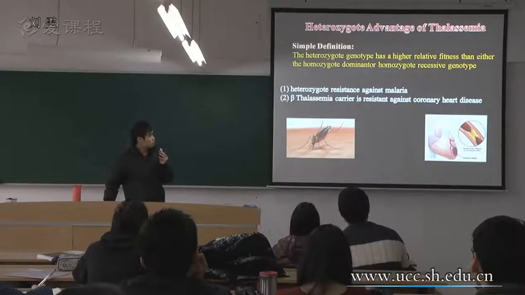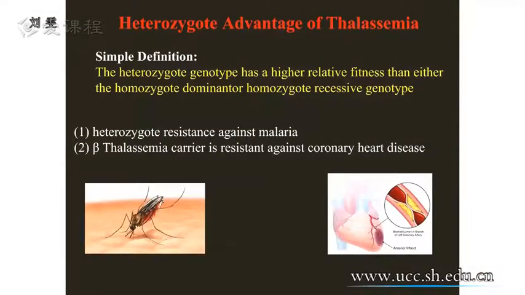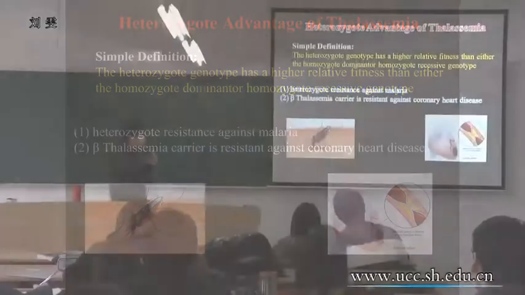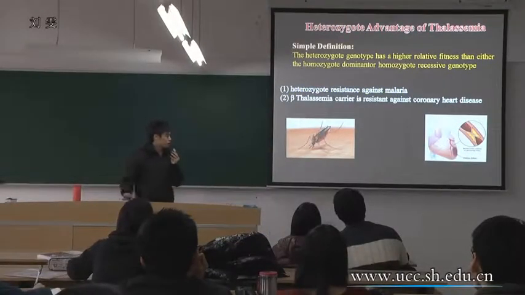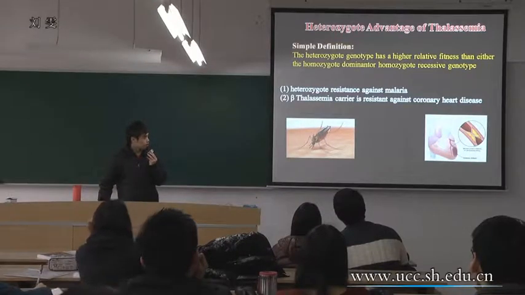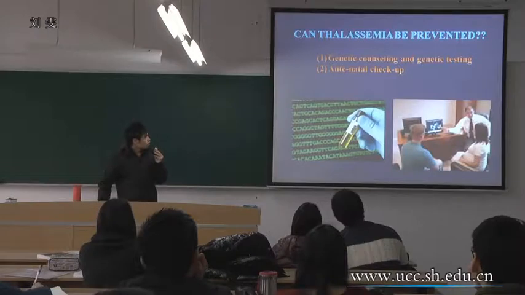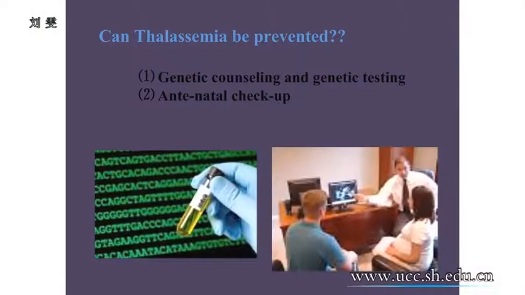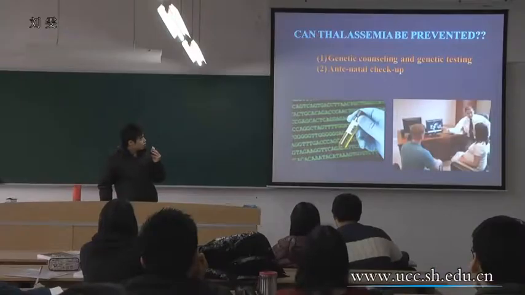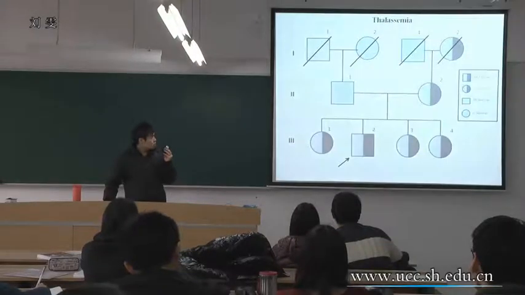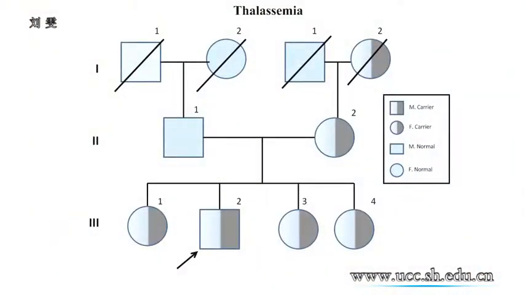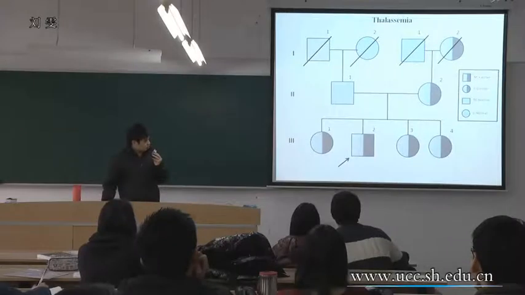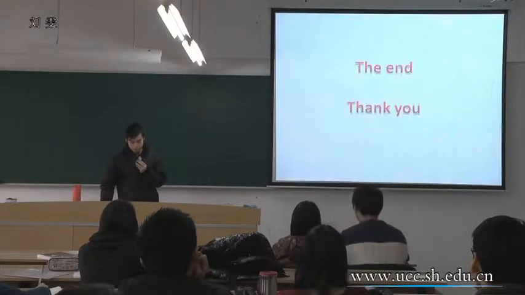And heterozygote advantage means that thalassemia carriers have the ability to resist a disease called malaria, which is also very prevalent in Africa and the Mediterranean. So genetic counseling and genetic testing can be used in the prevention of thalassemia. So this is the pedigree of my family, because I am a thalassemia minor patient as well, and the proband is me. So this is the end of my PPT.